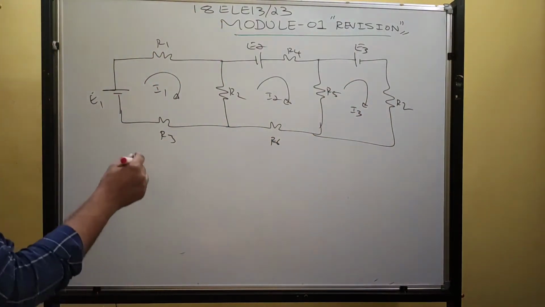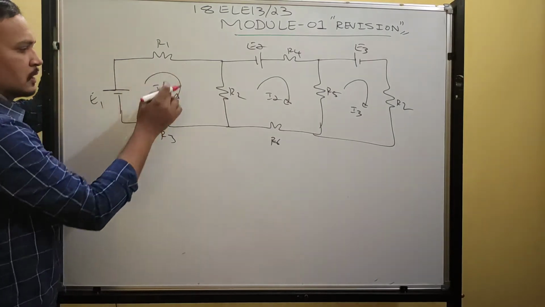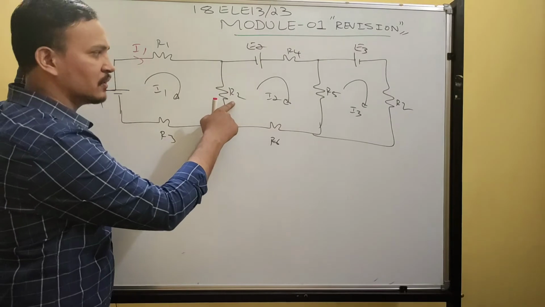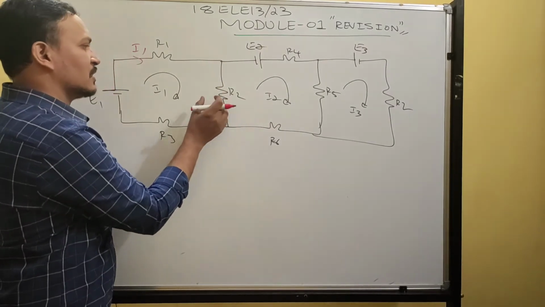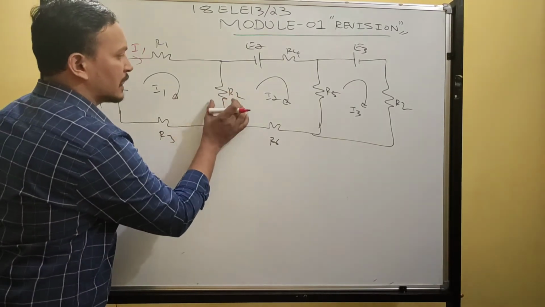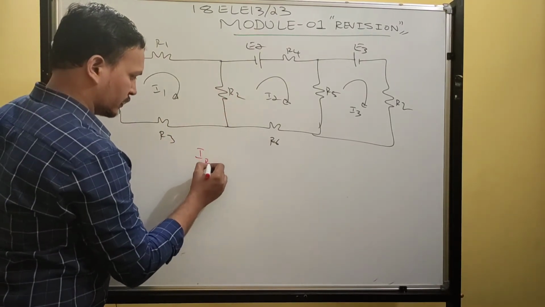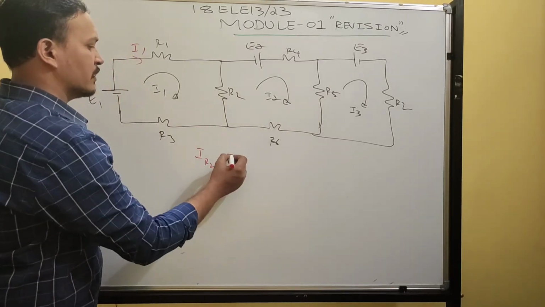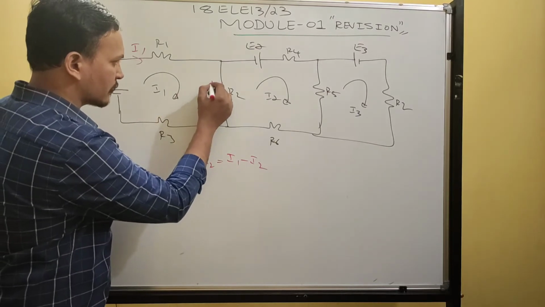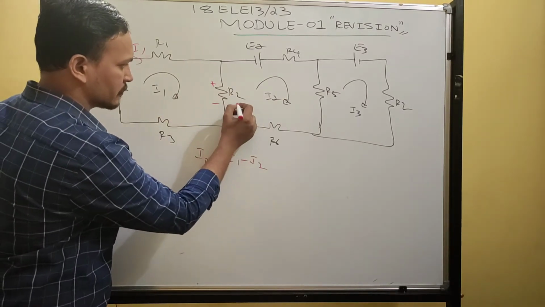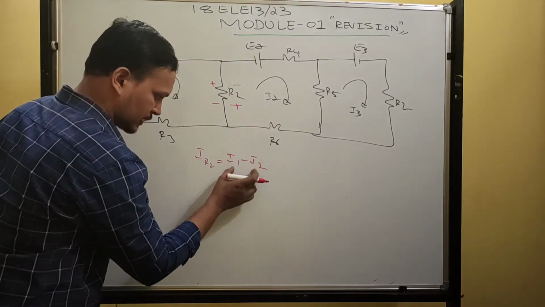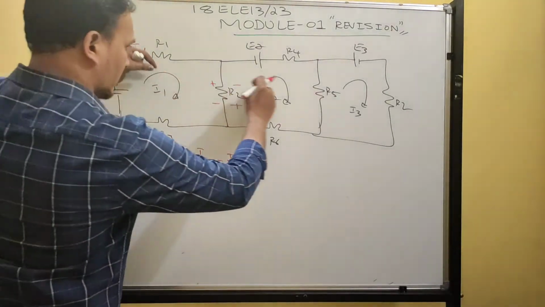Now look here. What is the current flowing in this resistor? I1 only. What is the current flowing in R2? See, this R2 resistor is placed between 2 loops, loop 1 and loop 2. So the current flowing through the R2 resistor is I1 minus I2. Look here. This current is entering the resistor, mark plus and minus. This current is entering this resistor, mark plus, leaves minus. Polarities are different. That means you should write subtraction.